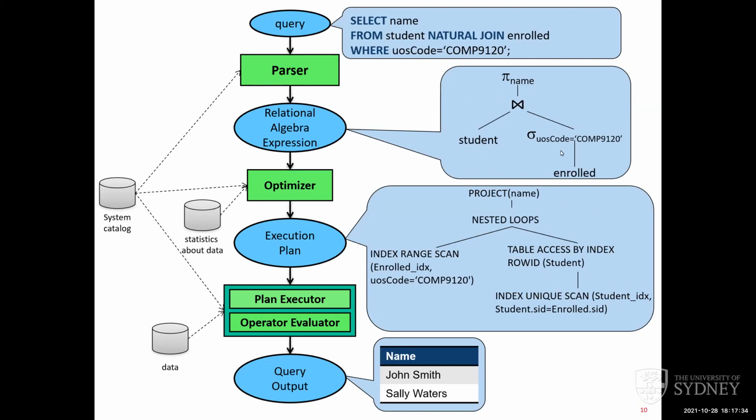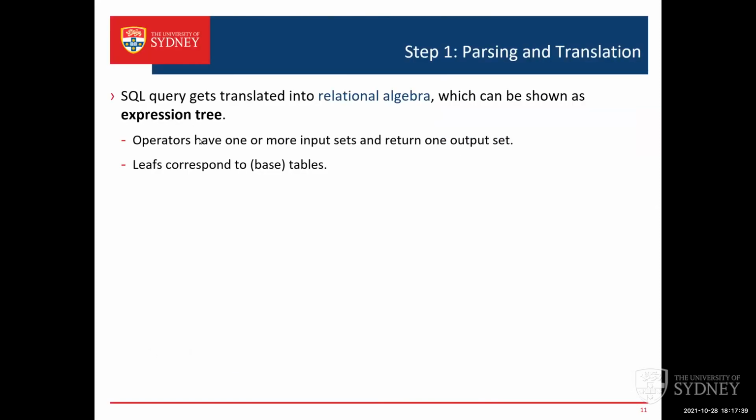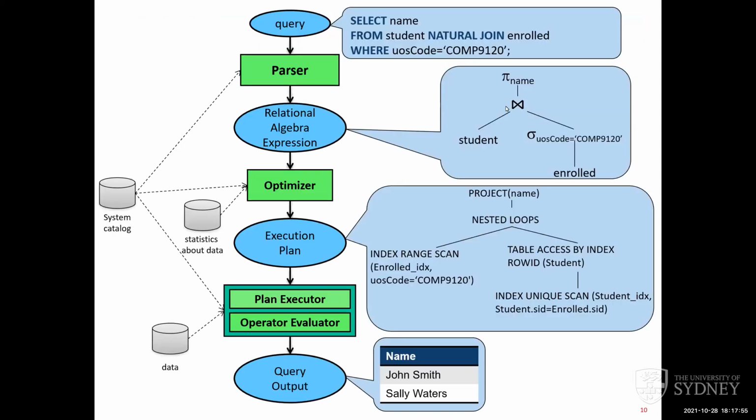So first part is this tree-like structure. This tree-like structure is known as an expression tree. When we show a relational algebra as a tree, that is known as an expression tree. Operators have one or more input sets and return one output set. Operator simply means, let's say here join is an operator. Here we can see two inputs for this one: the join will happen between student and whatever the output is on this side. Output simply means whatever we return to the upper level.